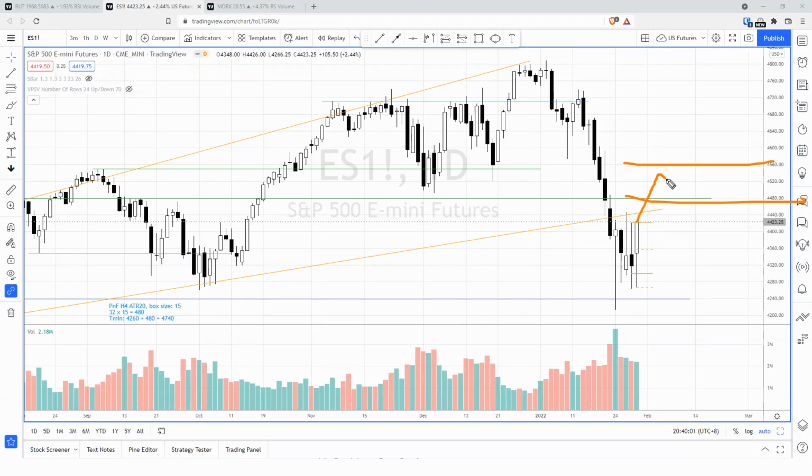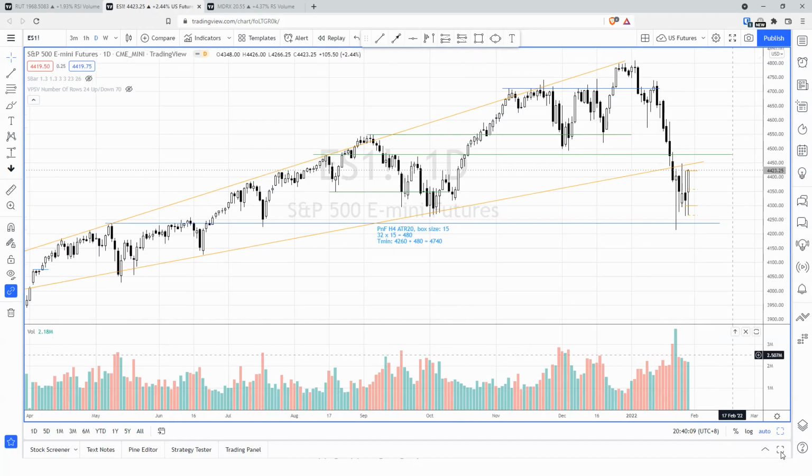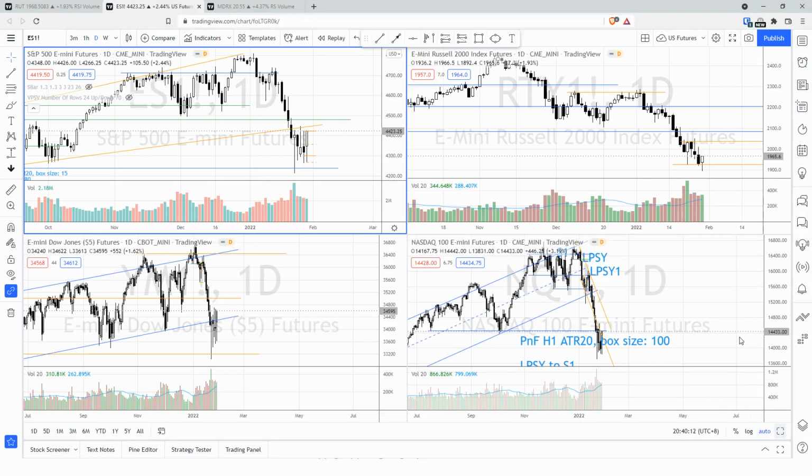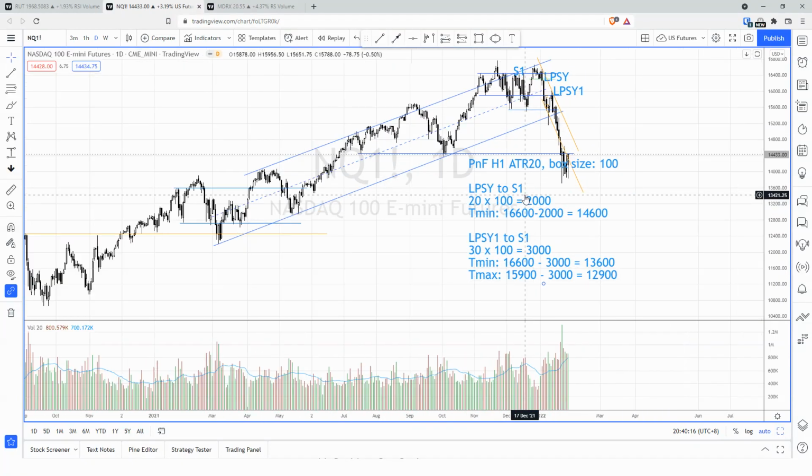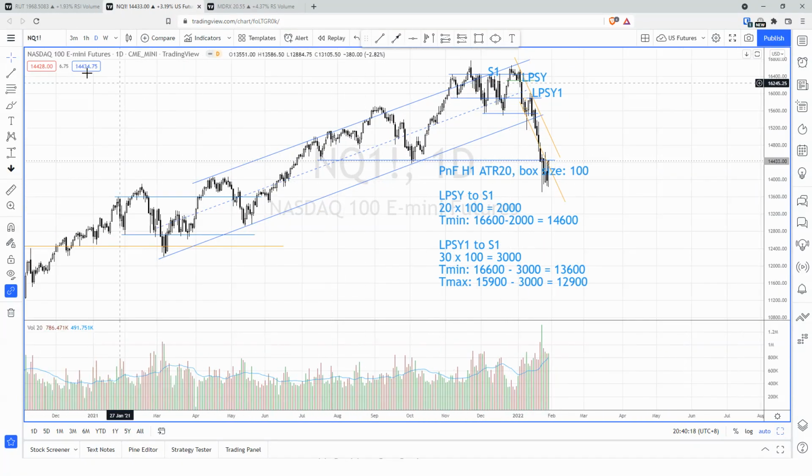If it just gets rejected here, likely there will be another leg down to test the swing low here. All right, so that's the S&P 500. And similarly to the Nasdaq, I think Nasdaq actually just broke below this axis line.